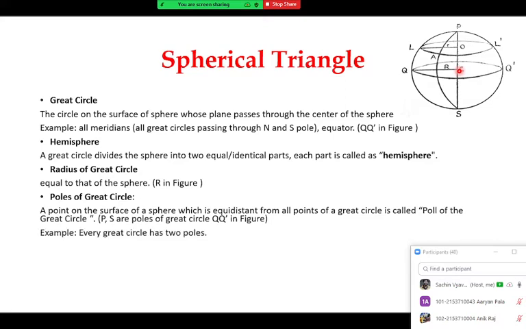So every great circle has two poles. Already we discussed. What about the axis? What is the axis here? PS. PS is the axis, correct? So whenever we join the two poles, that becomes the axis for that great circle.